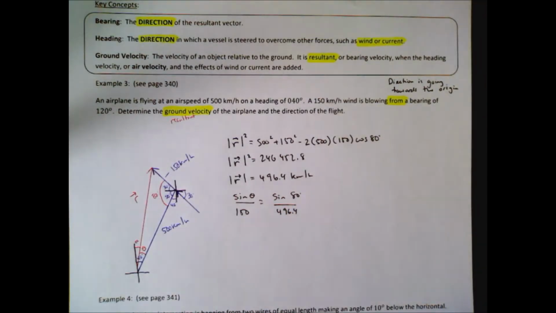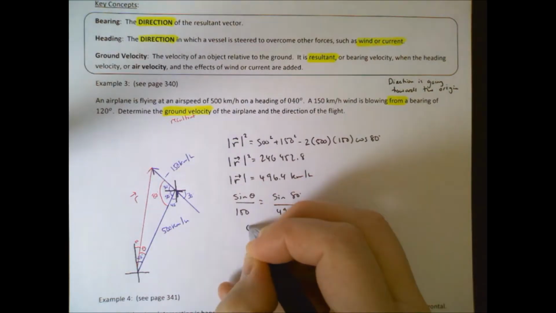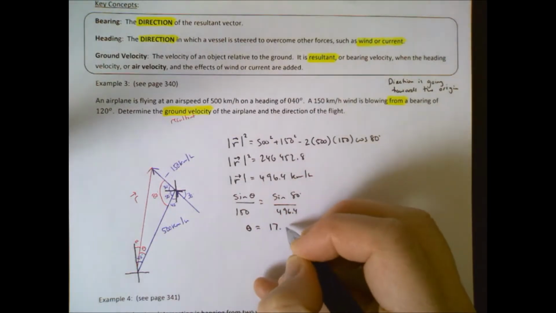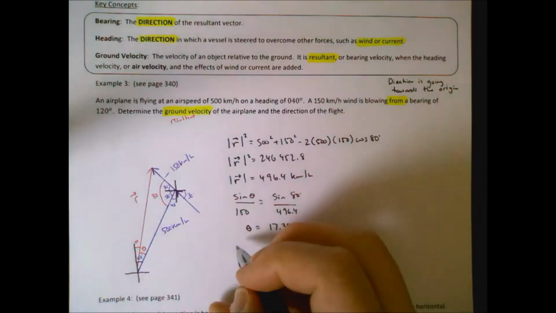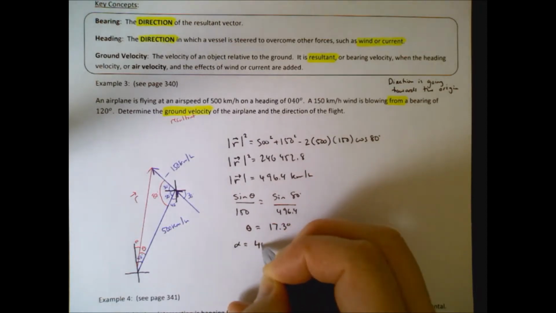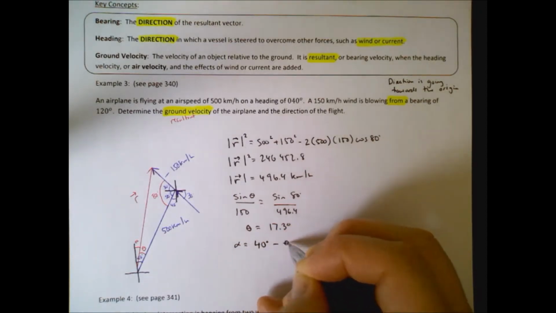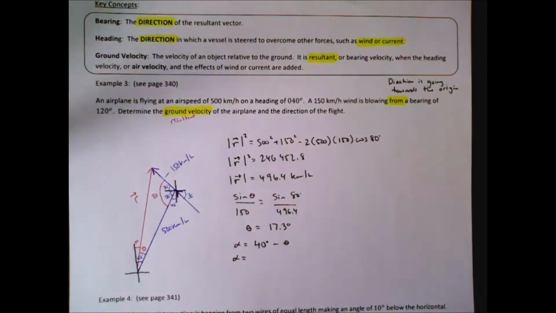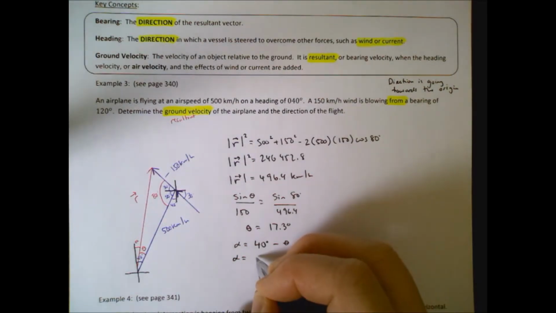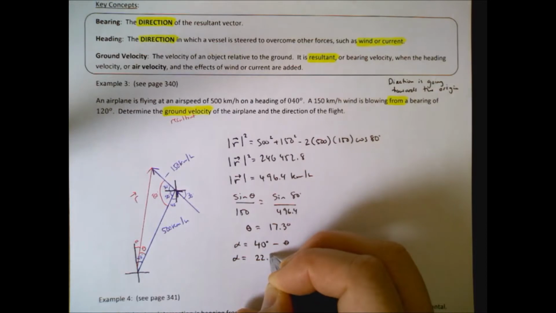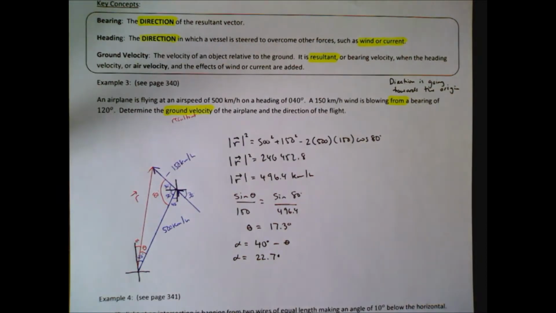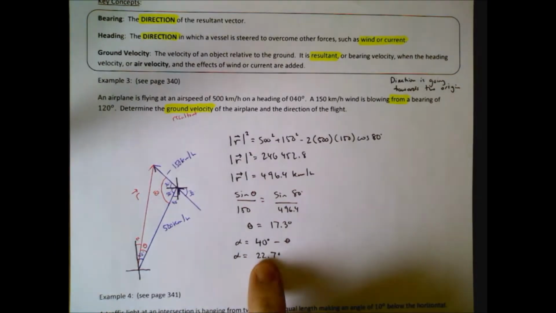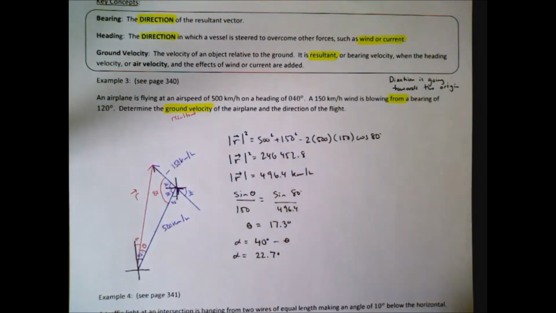If you please excuse me, I'm going to do this quickly. I can see here that my theta is 17.3 degrees. Now I want my alpha. My alpha is actually equal to 40 minus my theta. So alpha is equal to 22.7 degrees. So now I've got a direction and magnitude. Again, that's going to be north 22.7 degrees east.